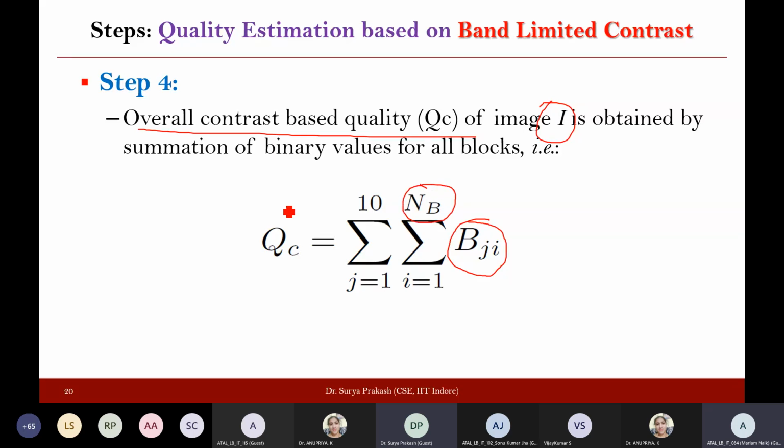NB patches you create. And as I said, this is done for 10 different frequencies. So this total J from I equal to 1 to 10 tells you how many different frequencies you are going to consider, and for every frequency you are going to consider NB blocks. So overall, you are creating these many blocks, and for all those blocks collectively, if you consider the contrast, then this QC value gives you the contrast of all the blocks.